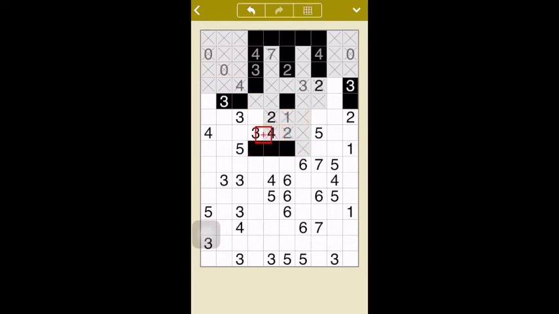4 and the 3, right, difference of 1. I have only one black space here. That means this column will become gray. Right, and since I will have one black space in here, 1, 2, 3, that will satisfy this 3 here. 1, 2, 3. So these two spaces will turn into gray. So I got the 4, I got the 3.